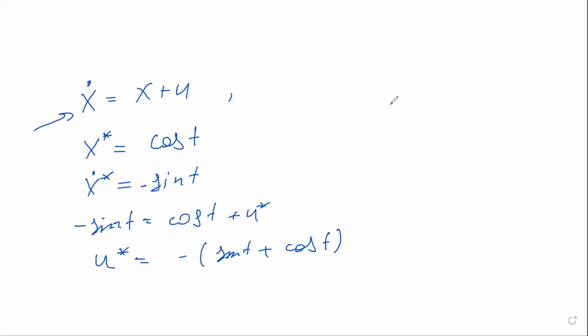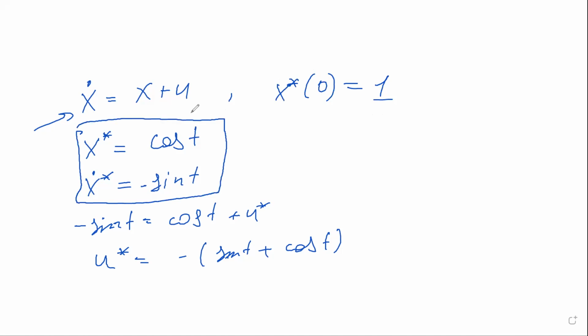Okay. Now, what is x star of 0? Can someone tell me? Yeah, one. It is 1, right? Okay. Now, this is the solution, and the solution starts at 1. But now I'll tell you that the initial condition of our original equation is equal to 1/2.